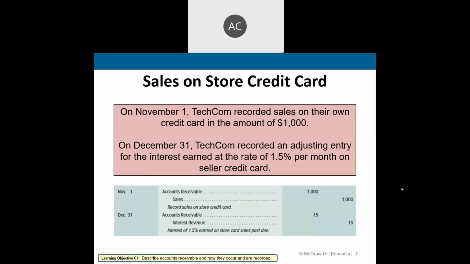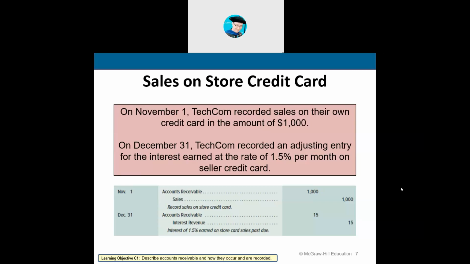Yes, it does. And I have a question, Professor. How long does it take for them to charge you for the interest? Is it when you purchase? Good question. It depends, right? It depends on the card agreement.